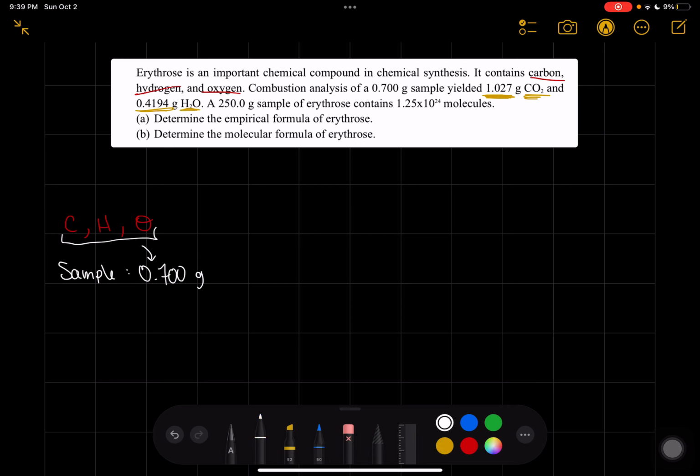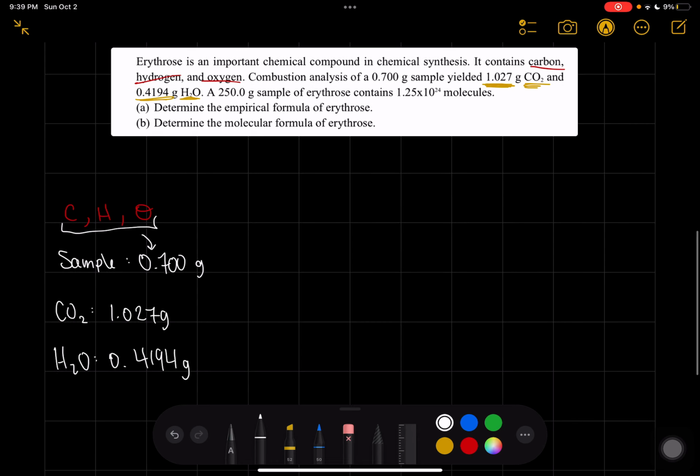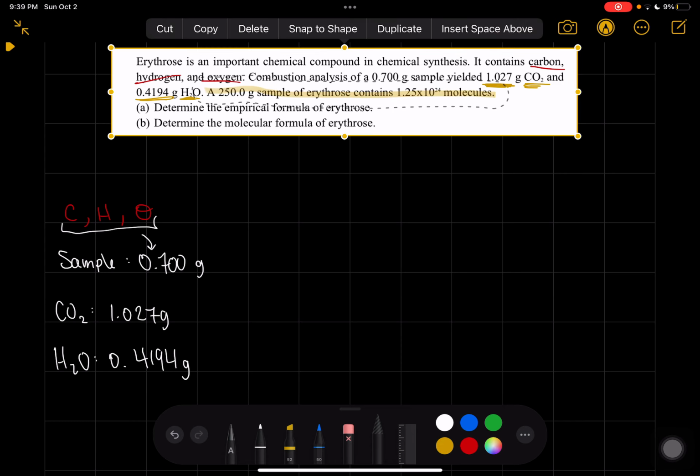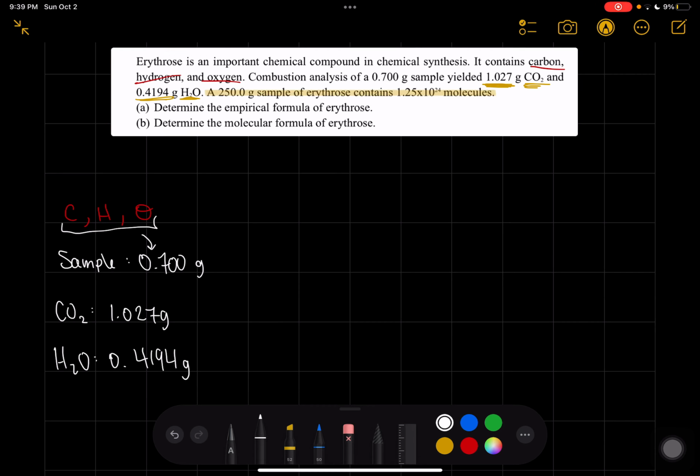Okay. So we're going to have our CO2, 1.027 grams of it. And we're going to have our water here, which we have 0.4194 grams of. Okay, this part we'll leave to a little bit later because it does not concern us right now. Okay, so what they're telling us to do here is determine the empirical formula of erythrose.